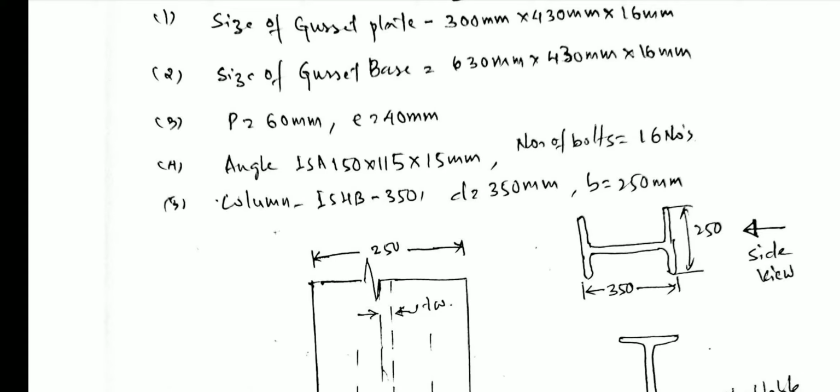Now the angle is given ISA 150 into 150 into 15 mm. Now the number of bolts we require is actually 14, but we taken 16, or you can provide 14. This is not a big deal, you can provide 14 only. The column required is ISHB 350, the depth is 350 and B is 250.